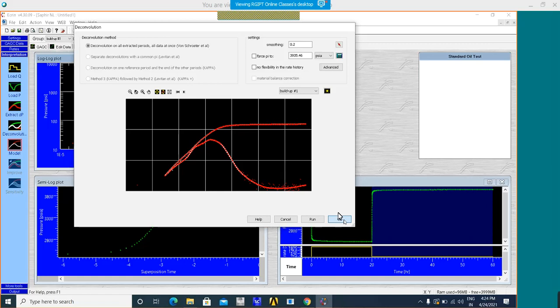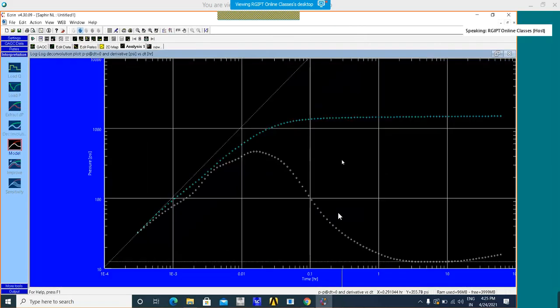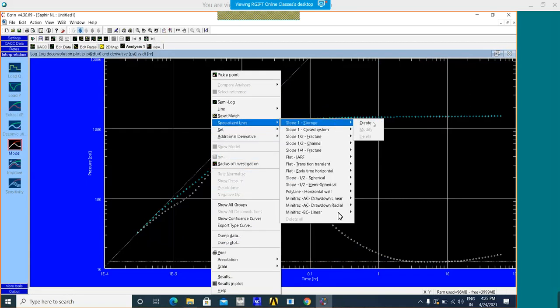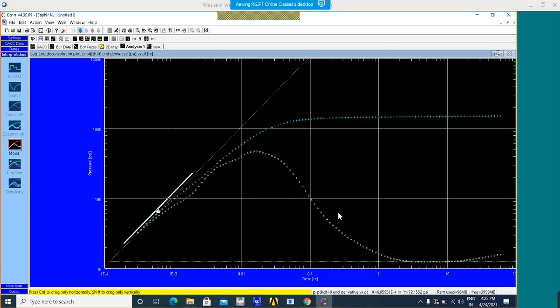Then now let us start. Now from the interpretation I can understand without going ahead with the final solution. Just see the graph carefully and try to understand what could be the answers. Like you see here, if I look at the storage, for storage I can again go with the specialized line. I can create it and I can see somewhere here or here there is some wellbore storage. So I can draw this line.